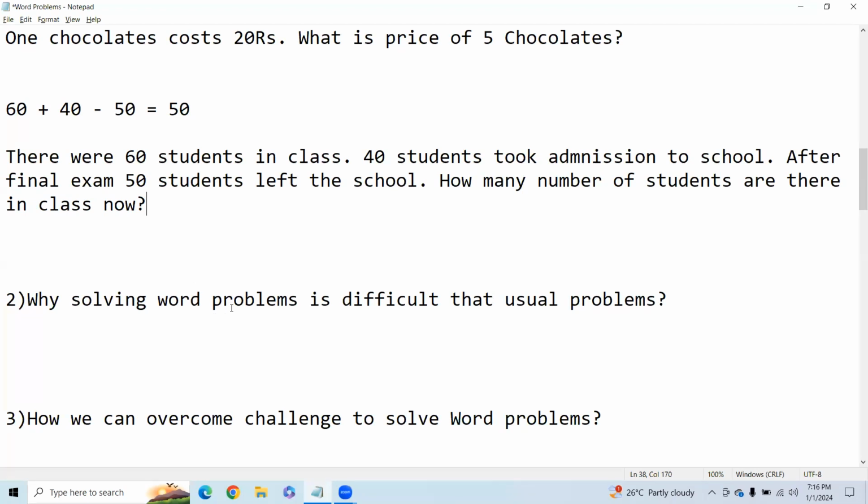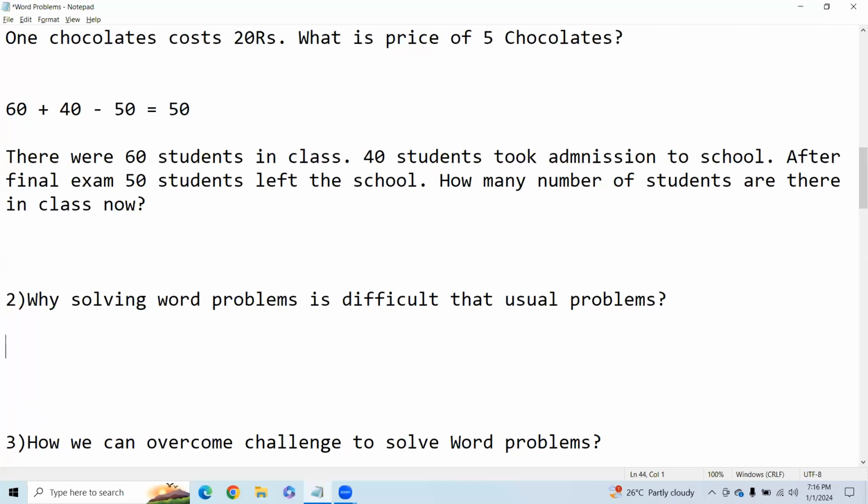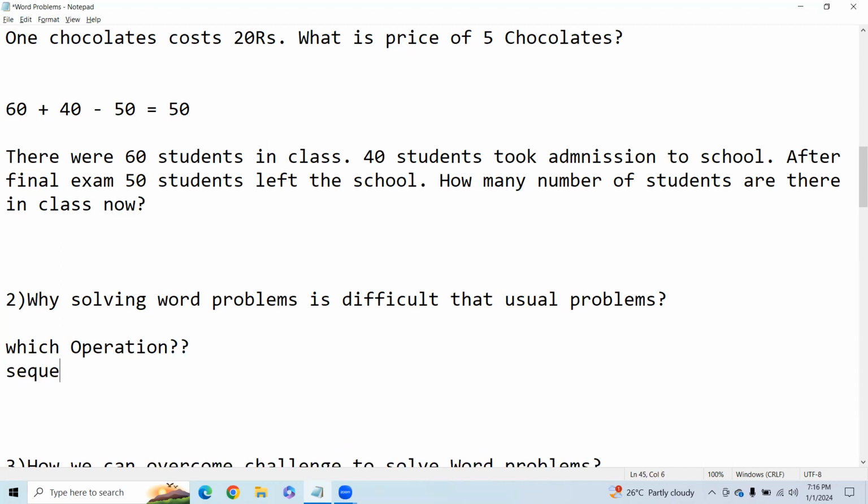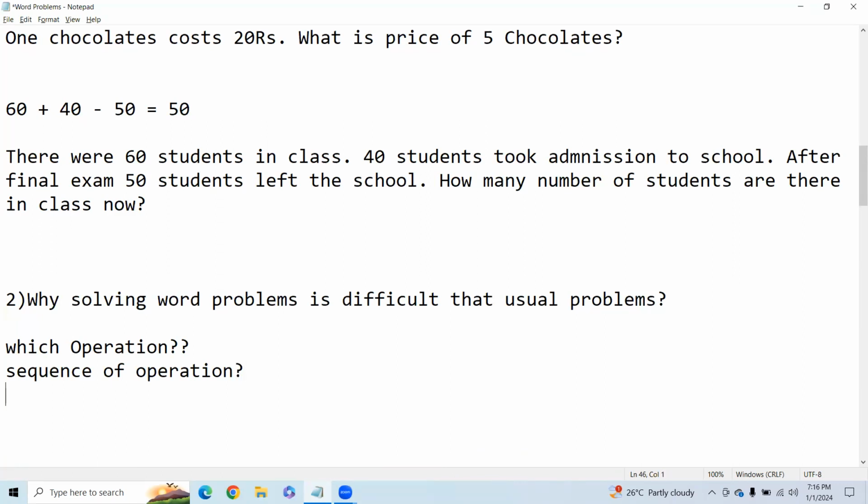So these are the major challenges that we see when we solve a word problem as compared to a normal problem. So let's just note it down. First of all, you should know which operation you are supposed to do. Then you should know the sequence of operations. Even though it's addition and subtraction, first you have to do addition and then subtraction, or subtraction and then addition. And among which numbers, that also you should be able to understand. And then you should be able to write an equation for it.